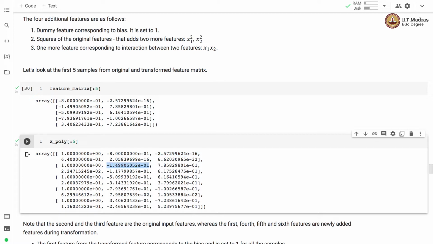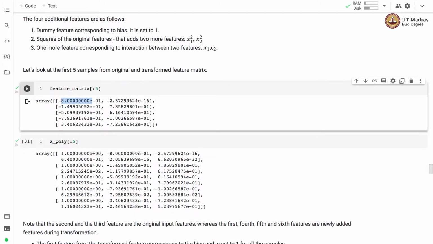So this is the first feature of the second sample, second feature of the second sample, and so on. And then note that the first feature is always 1, so this corresponds to the bias unit. And this is the square, the fourth feature is the square of the first feature in the original feature matrix.